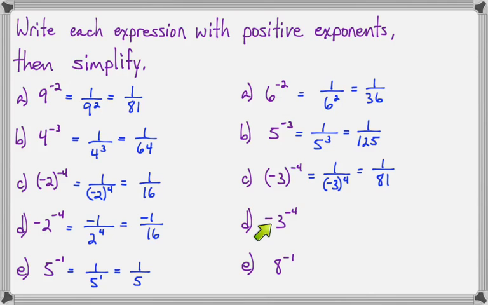On part D, the negative is not part of the base, so the negative 1 stays in the top, and in the bottom we get 3 to the 4th. So this time 3 to the 4th is positive 81, but I still have negative 1 in the top. And on part E, 8 to the negative 1 becomes 1 over 8 to the positive 1, which is simply 1 over 8.